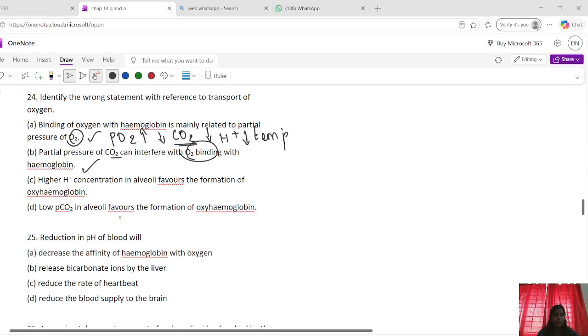And let us move on to the next state. Higher hydrogen concentration in alveoli favors the formation of oxyhemoglobin. Is it right? Let's see the next option. Low PCO2 in alveoli favors the formation of oxyhemoglobin. Of course, I have told you, right? Low PCO2 in the alveoli will be the favorable condition for the formation of oxyhemoglobin. So, which statement is wrong here? Option C.